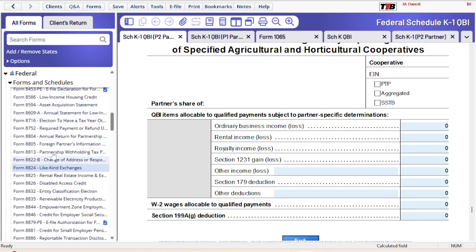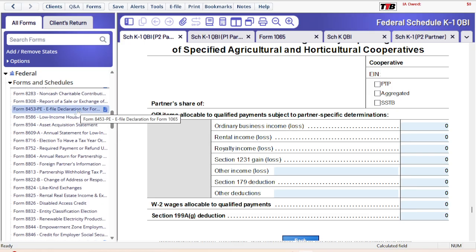You have that, and you have the first one we come across, e-file declaration for Form 1065. Just keep an eye on those so that you check them. If you need to complete something there, you complete them with the PIN, the client PIN and your own PIN before e-filing. But that is how you complete Schedule K1 QBI, Schedule K1.